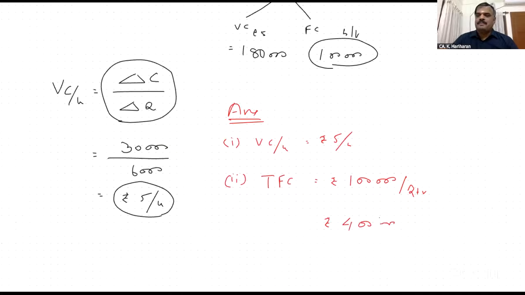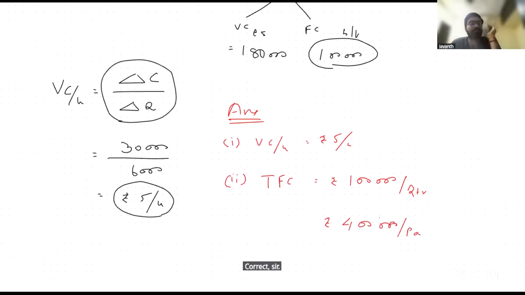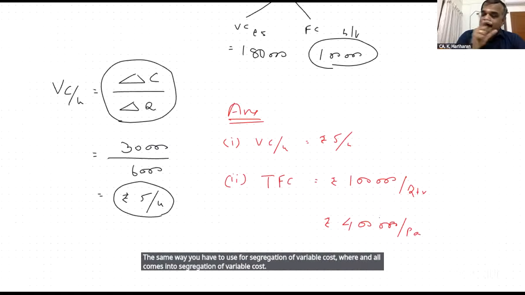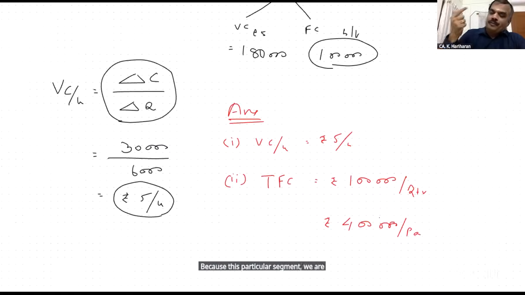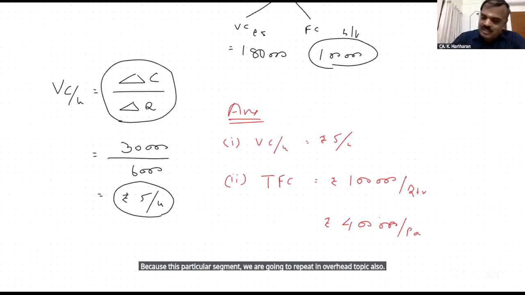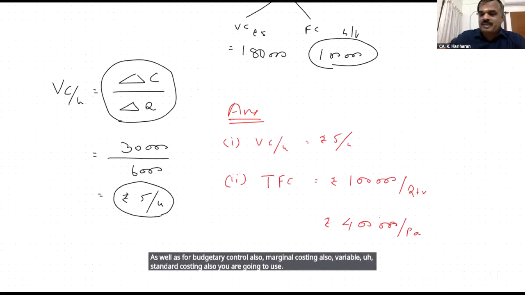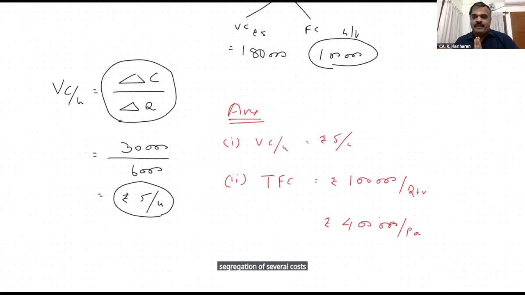Got the logic or not? Are you comfortable? Any doubt in the first question? No, sir. Kindly note it down. The same way you have to use for segregation of variable cost. This particular segment we are going to repeat in the overhead topic also, as well as budgetary control, marginal costing, and variable standard costing also. You are going to use segregation of variable cost. The same format you have to identify and apply.